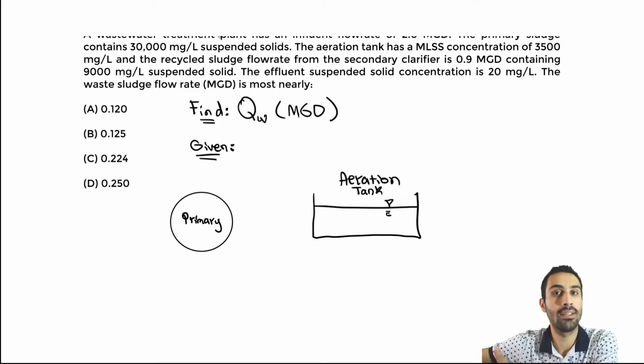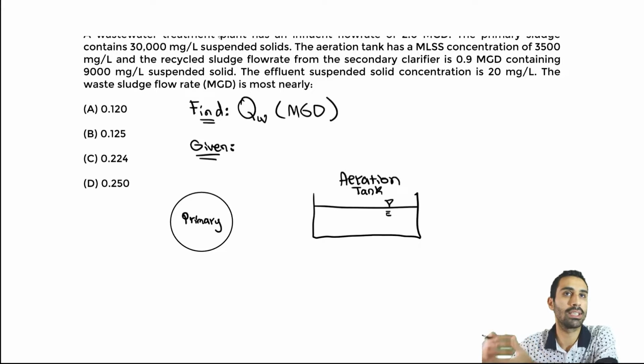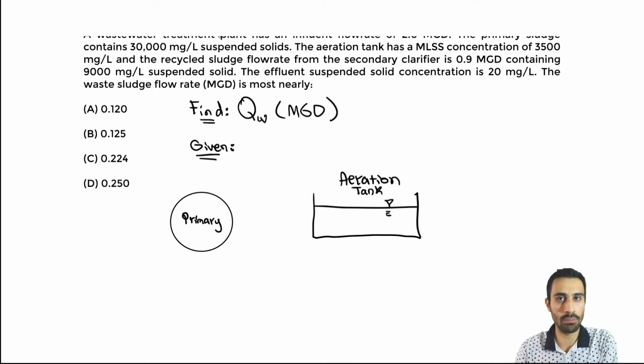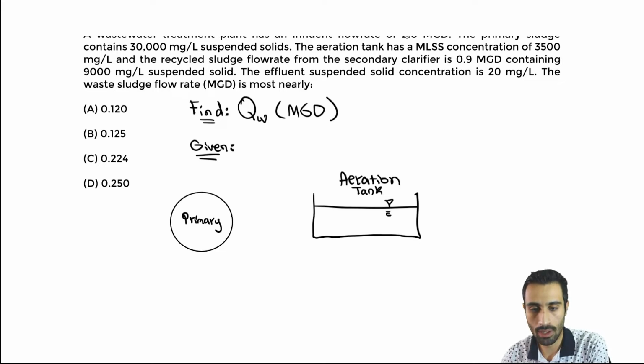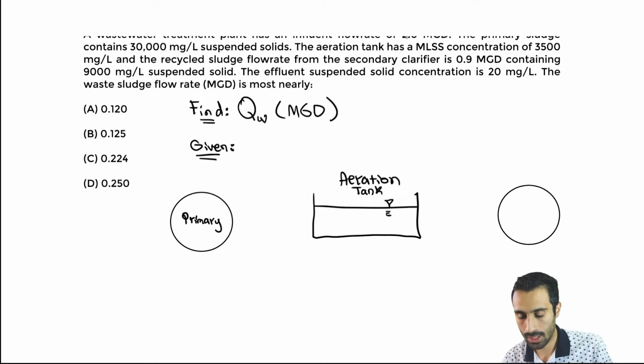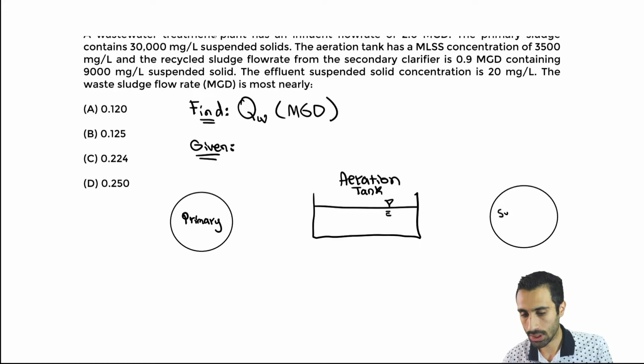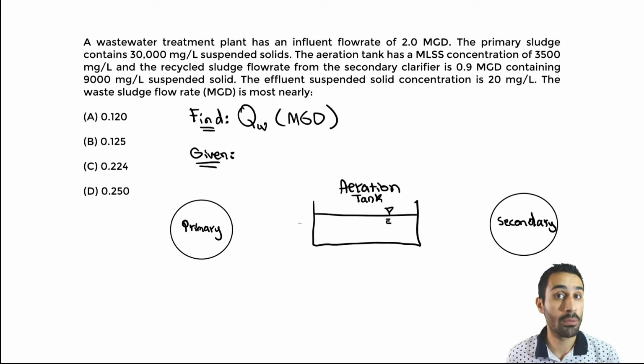And after the aeration tank, what comes? Secondary. It's the secondary clarifier, which is like a secondary sedimentation basin. So just note, clarifier means sedimentation basin. Same thing. So now, this will be my secondary, and I'll denote it as a circle as well, and I'll call it secondary. Now let's start putting the numbers that were given on our diagram.